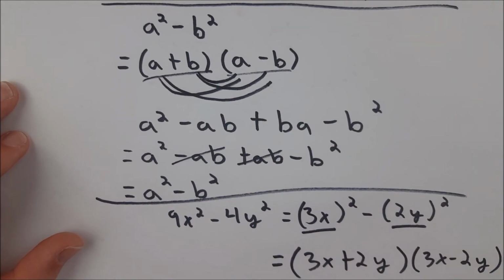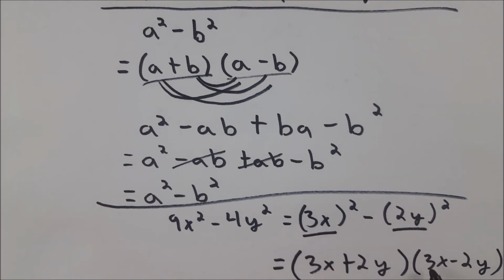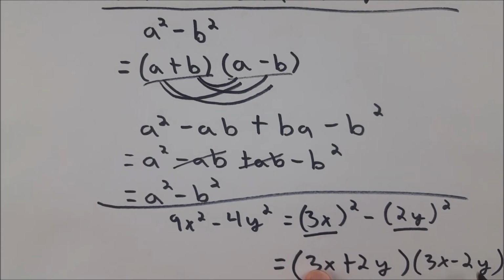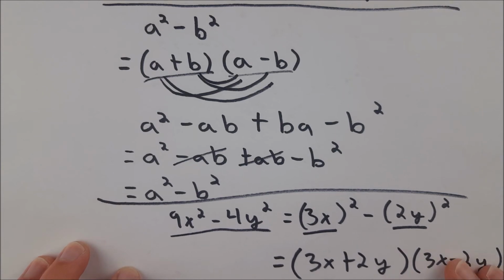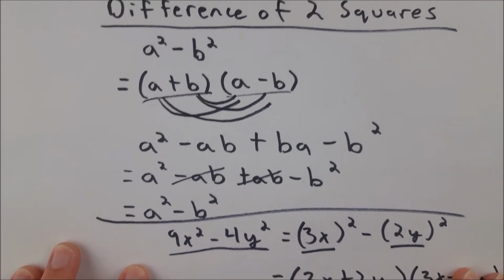And if you were to multiply this out, you would get 9x squared minus 4y squared. We see right here we'd have our 9x squared, then we'd have a minus 6xy and a plus 6xy here, which makes those two things just give us 0, and then we'd have our negative 4y squared right there, giving us back our original expression, so we know that we factored it properly.